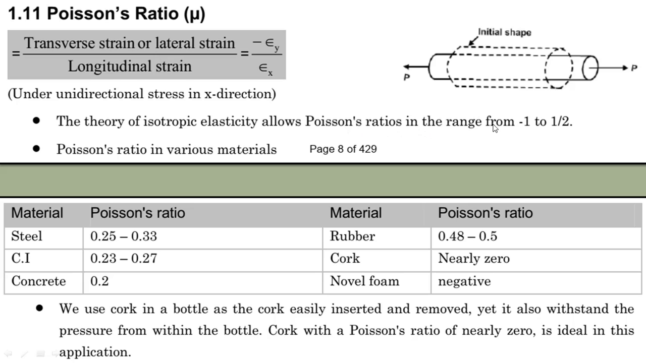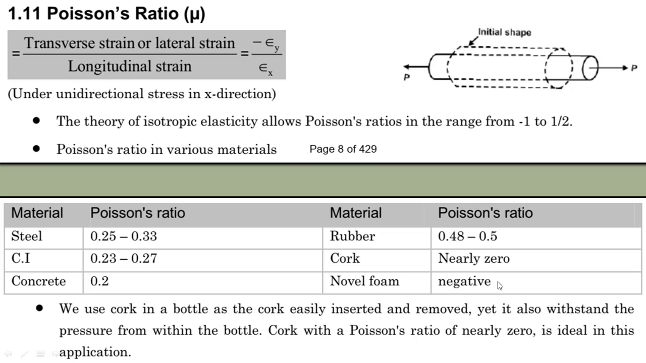So Poisson's ratio in various materials is given here. For steel, Poisson ratio is 0.25 to 0.33. For cast iron, it is 0.23 to 0.27. As far as concrete is concerned, Poisson's ratio is 0.2, and for rubber, Poisson's ratio is 0.48 to 0.5. For cork, it is nearly 0, and for auxetic foam, it is a negative value.